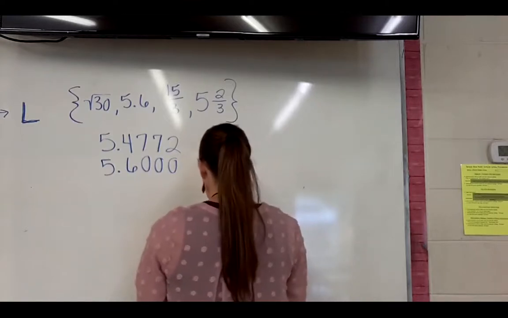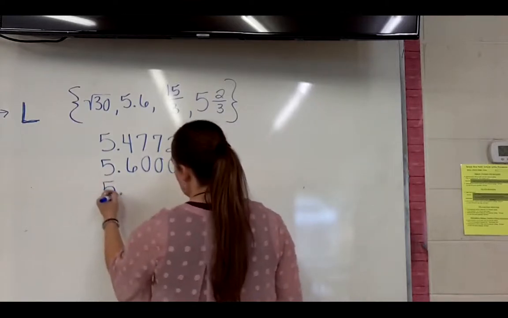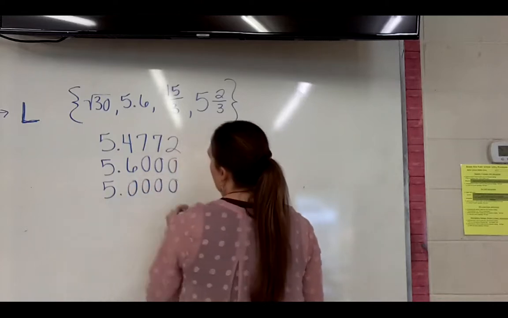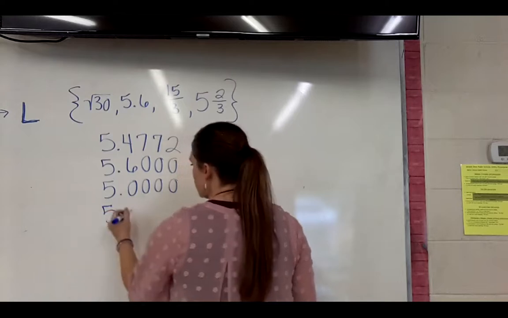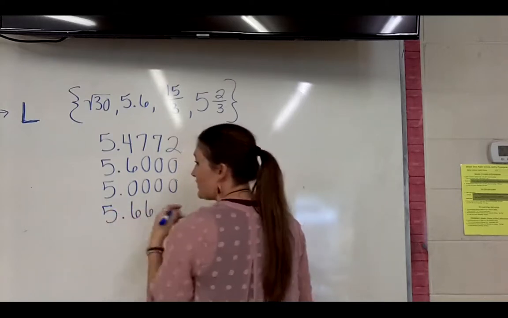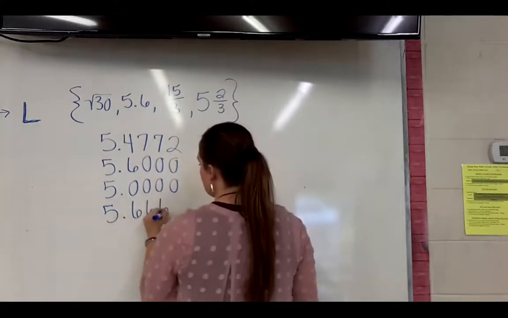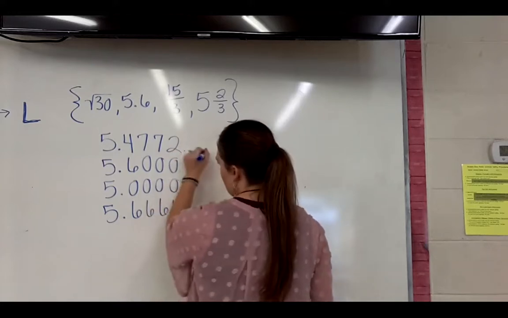15 divided by 3, we know is exactly 5. So these would all be zeros. And then 5 2/3. 2/3 is a repeating decimal. If you plug 2 divided by 3 into your calculator, that is 0.6 repeating.